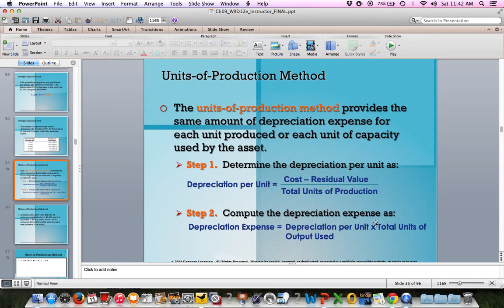And so it's a very similar formula as straight line. It's still cost minus residual, only now we divide by total units of production. Whatever amount of units we expect to produce with this asset is what we'll divide it by. And so depreciation expense then is the value of depreciation per unit, that's what this first formula gives me, times however many units I produced or measured in that particular accounting period.